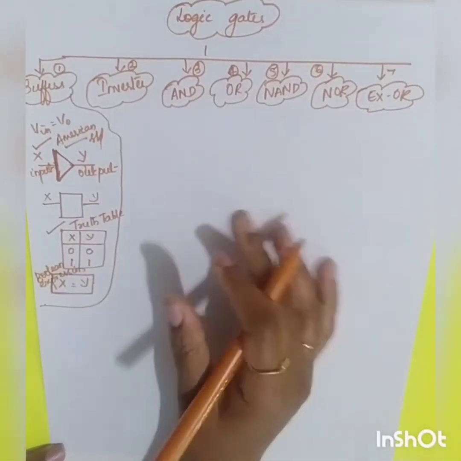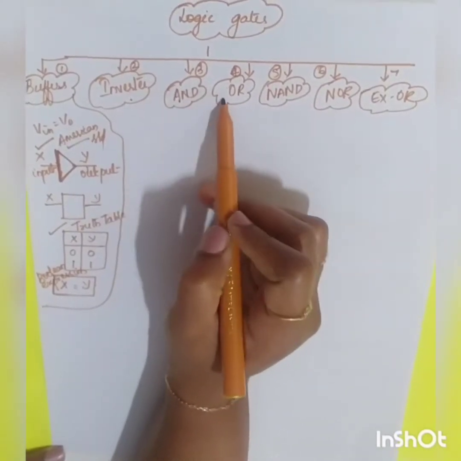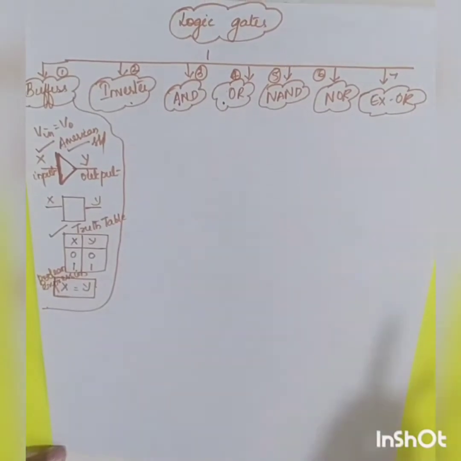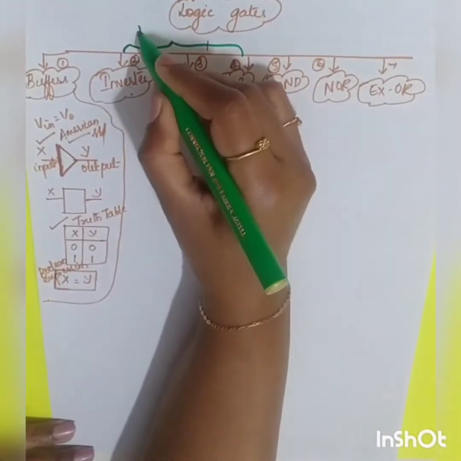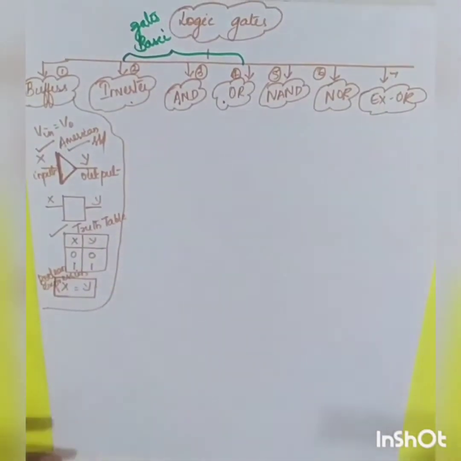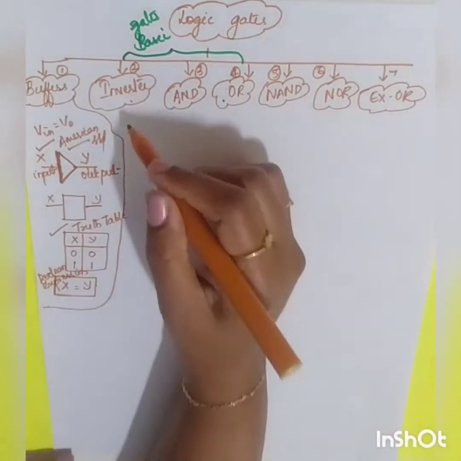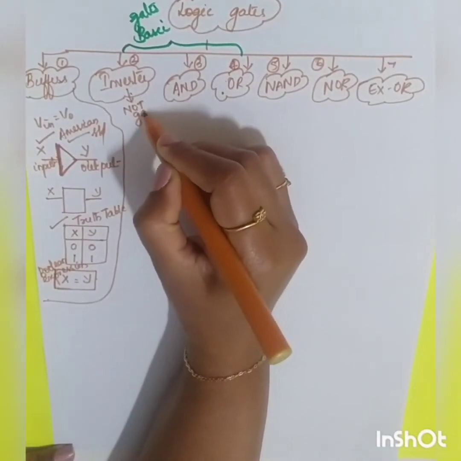Now the next ones, the second, third and fourth, that is your inverter, AND and OR gates, are called your basic gates, which form the foundation of your logic gates. It is also called by another name, basic gates. Okay. Now what is the other name for inverter? Inverter is also called the NOT gate.